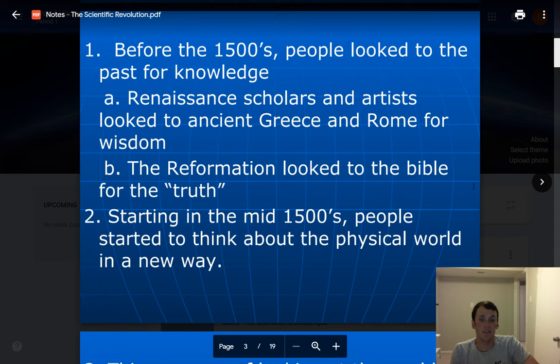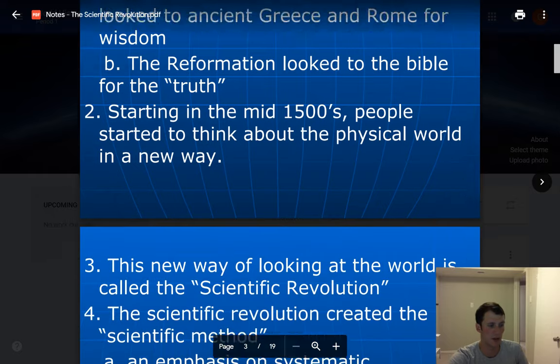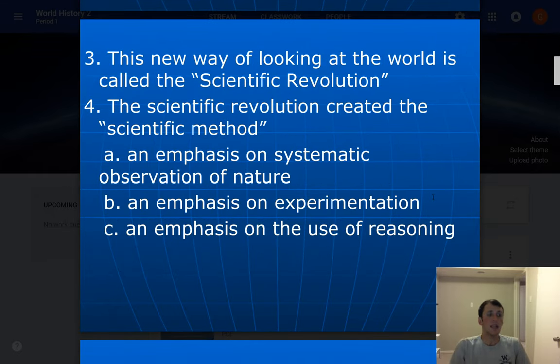So starting in the mid-1500s, when we get into what is known as the Age of Reason, you're going to have people really starting to question the world around them, whether it's the physical world and science, or things like their government and their relationship to these governments, right? That's why we get the Age of Reason, which is the scientific revolution and the Enlightenment more or less combined. So this new way of looking at the world is going to be called the scientific revolution.